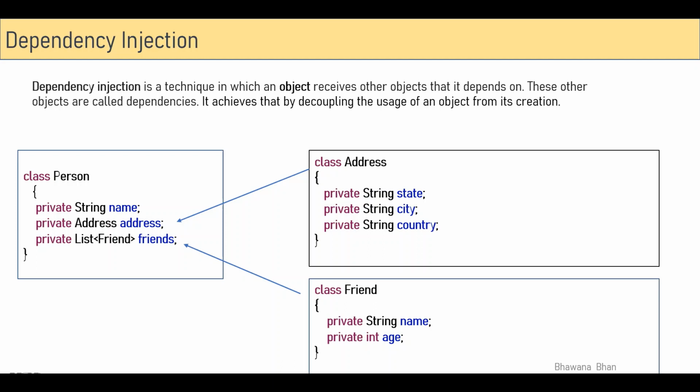And it can be dependent on the address. This is the address object, so it should have some address. The person always has an address, so it's dependent on that particular object. And it is dependent on the name. The person should have a name. So this is exactly what we have as a dependency.